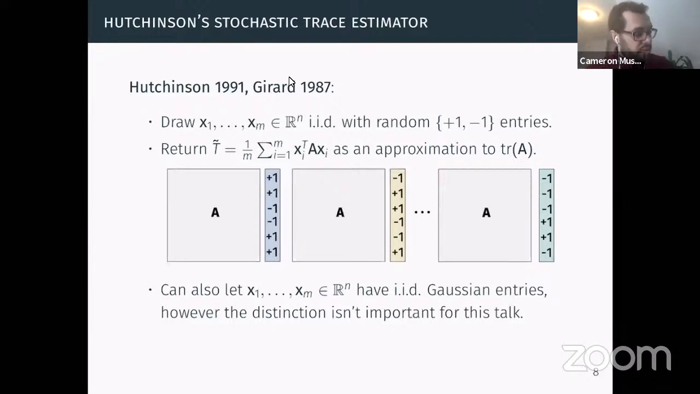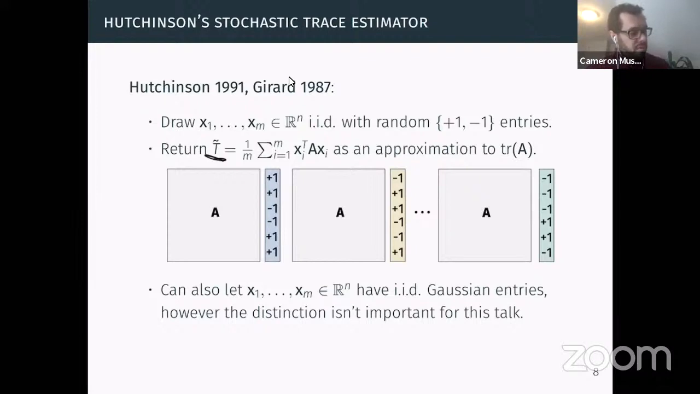It's not hard to show that T tilde is an unbiased estimator for the trace of A. It's also not hard to bound its variance and then to give approximation guarantees for this method, and I'll show you those guarantees in the next slide. I'll also note that there are lots of variants on this method. For example, you can let these random probe vectors have independent Gaussian entries. But in this talk, the distinction isn't important. There is work looking at the different merits of these different distributions of the random vectors, but I'm just not going to go into it today. So just think of them, for simplicity, as having plus or minus one entries. As far as I know, Hutchinson's method is the dominant way of estimating the trace of implicitly given matrices. So it's basically the most used matrix-free trace estimation algorithm.